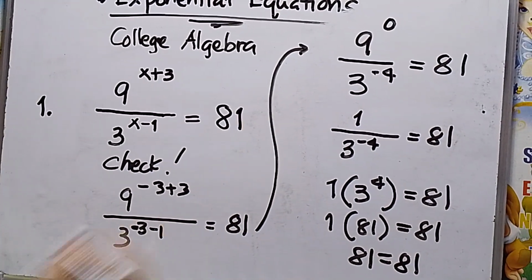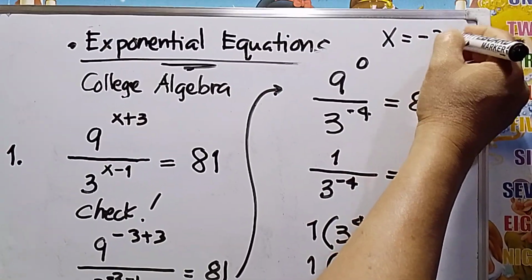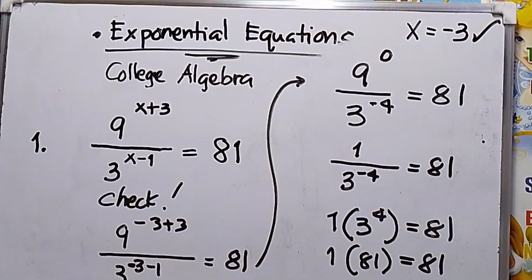So therefore, my x value, which is negative 3, is absolutely correct. And that's all.